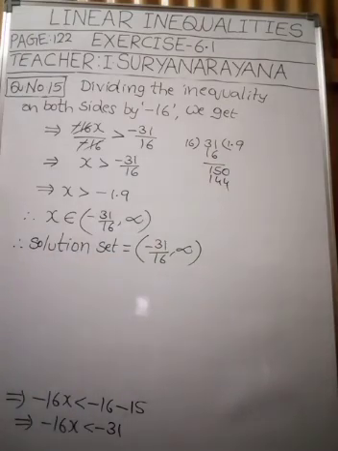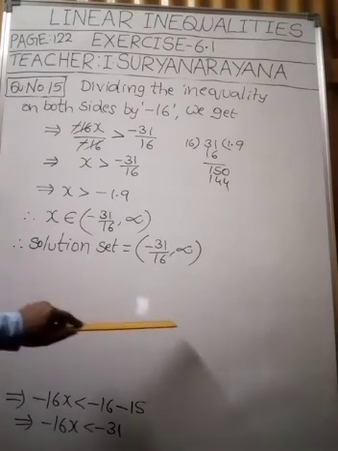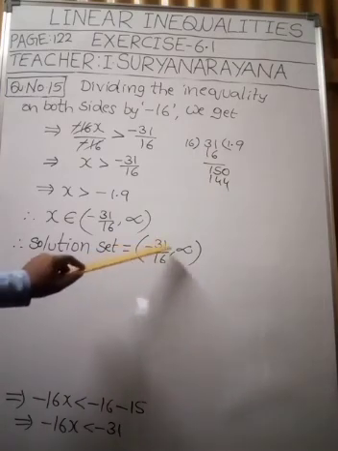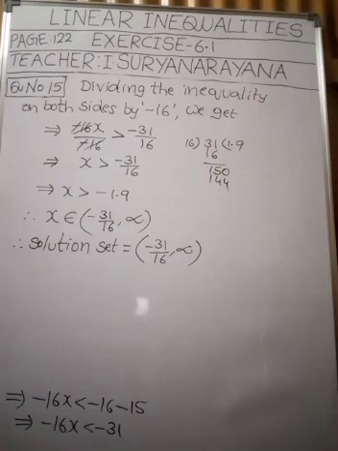If you want to represent this solution set graphically on the number line, you have to draw a number line and we have to mark the numbers. We have to label the numbers on the number line and we have to identify this number on the number line and we have to shade the region. Okay, my children? But I am not doing that part because they did not ask that part here.